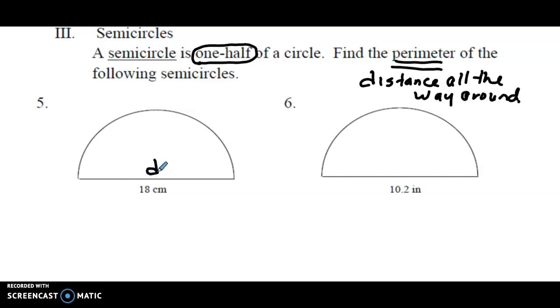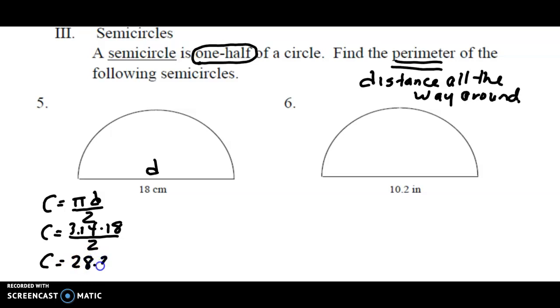So when I use this, I have to use my diameter formula, C equals pi d. But we're not doing a full circle diameter, we're only doing half. So when we get our answer, we're going to divide that by 2, so it's only worth half of the amount of a full circle. We're going to plug in our numbers. C equals 3.14 times 18, and we're going to divide that by 2. We're going to type that into our calculator, and we are going to get C equals 28.26, and that would be centimeters.